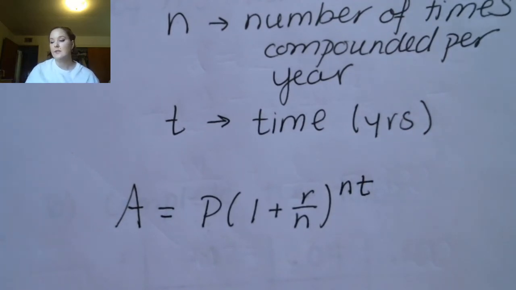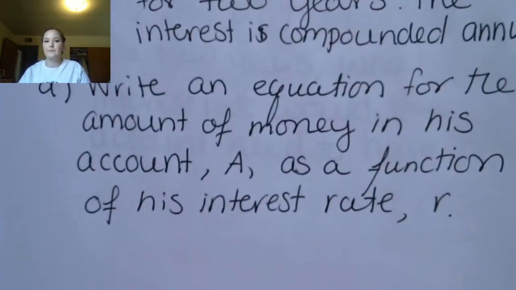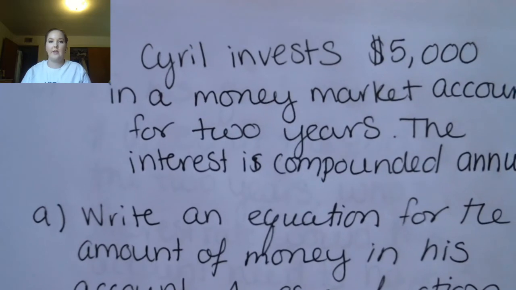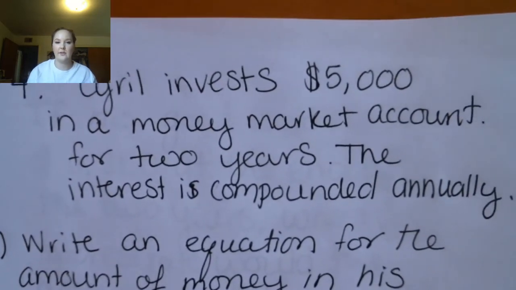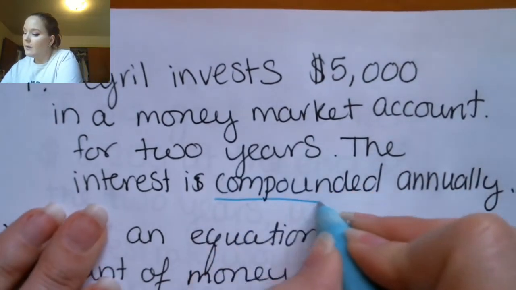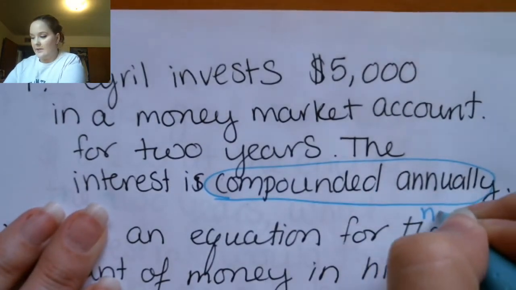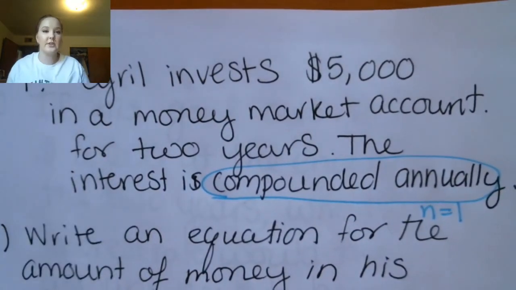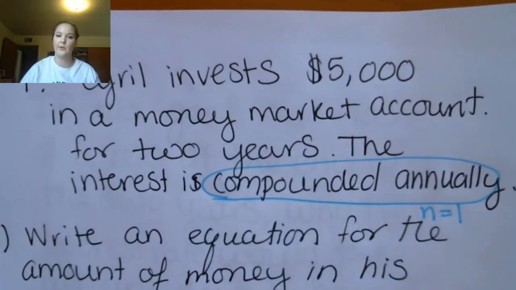All right, let's see an example of this. Cyril invests $5,000 in a money market account for 2 years. The interest is compounded annually. When you see that the interest is compounded annually, this means that N is equal to 1. The interest is compounded 1 time per year. That's what they mean by compounded annually.